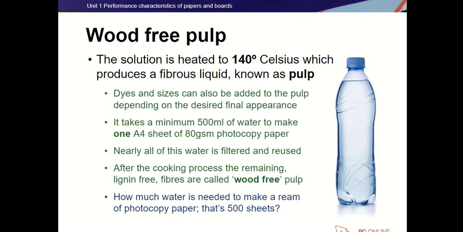It takes a minimum of 500 millilitres of water to make one A4 sheet of photocopy paper, which is about that much water, quite a big bottle there. So loads of water is used in the process. Nearly all of this water is filtered and reused, which is good. After it's cooked, the thick paste is cooked. After the cooking process, the remaining fibres are called wood-free pulp.